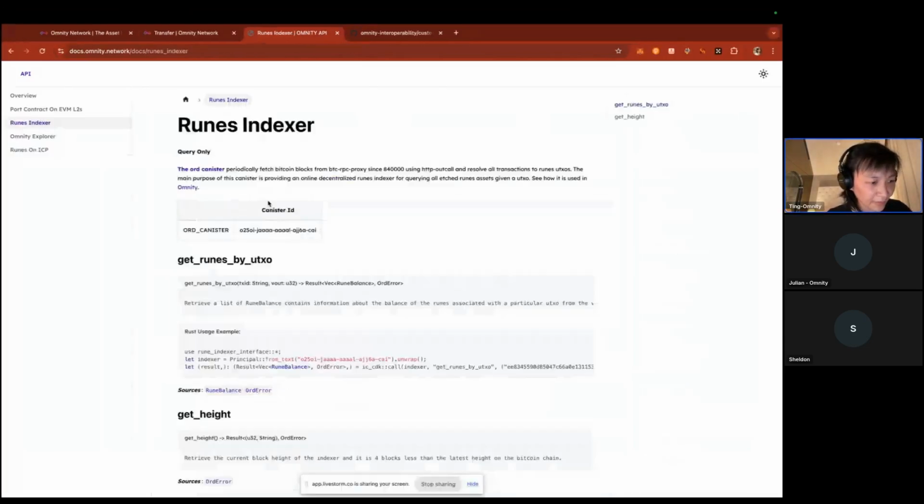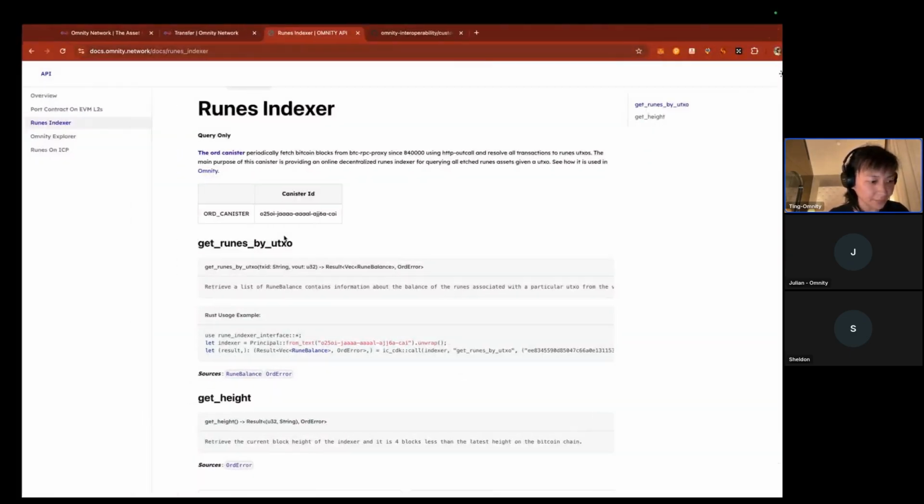Right. So the main purpose of this canister is providing an on-chain decentralized Runes indexer for querying all the Runes balances, given a UTXO. And it is open for all the developers to use. Feel free to go to this Runes indexer page to see all the details. Yeah, it's open, and we would like to know how you would like to use it to help with your project, and really any feedback.